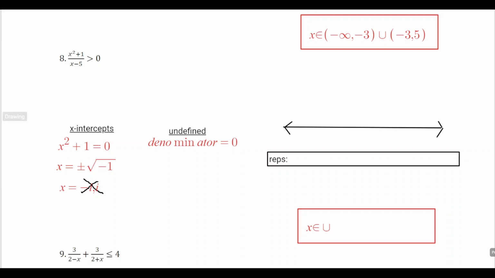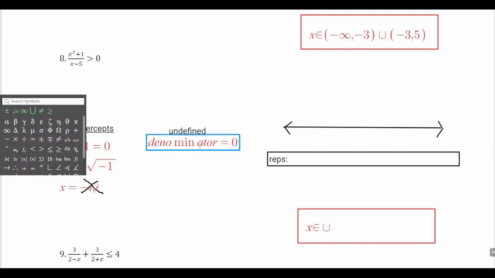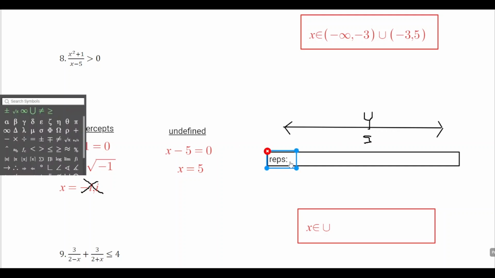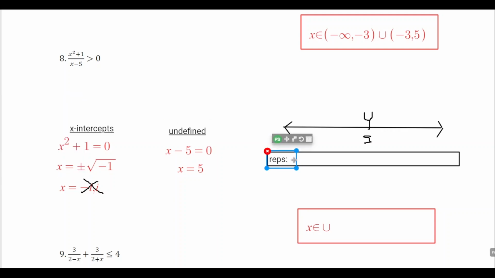Okay. There is going to be one value that will make the function undefined, though, and that's going to be 5, because if we set x minus 5 equal to 0 and add 5 to both sides, we get x equals 5. That's going to be the only number that we have on our number line here. And this is going to be a place where it's undefined, so I'm just going to put a little u here. And then my representatives, I guess I'll pick 0 and 10. I think that'll probably work.